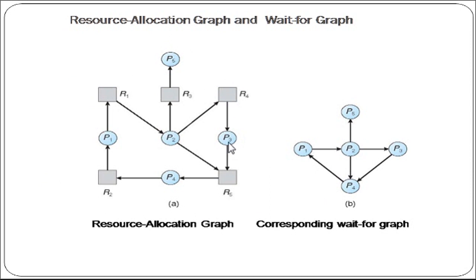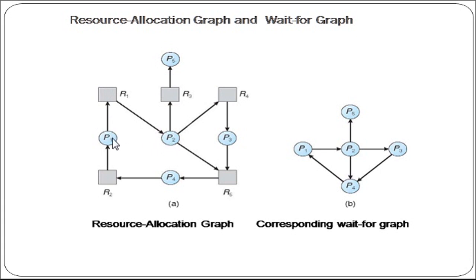There are 5 processes from P1 to P5 and there are 5 resources R1, R2, R3, R4 and R5. Now we will convert this resource allocation graph into the corresponding wait-for graph. There is an edge in the wait-for graph from process Pi to Pj only if there is an edge from Pi to Rj and Rj to Pk.